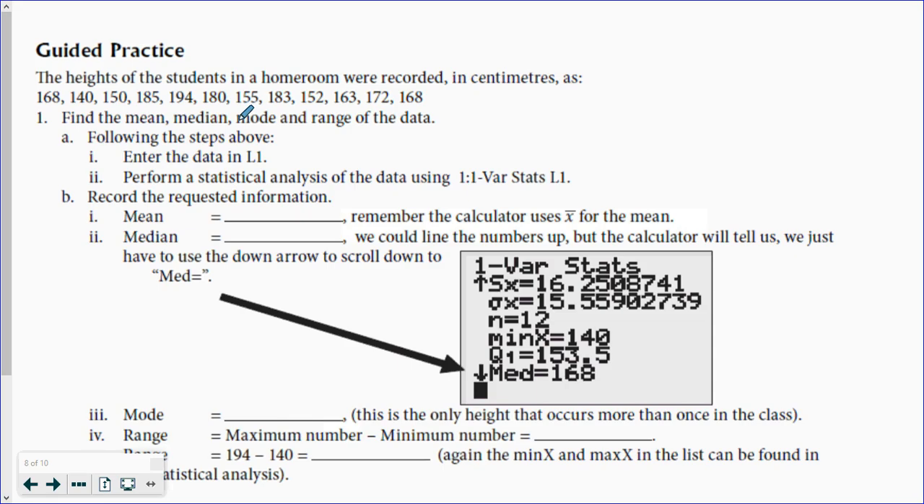The height of students in a homeroom were recorded in centimeters. So we took Tammy and Alana's homeroom or something like that and looked at how tall everybody was in centimeters. So 168, 140, 150, 185, yada, yada, yada. And it's asking us find the mean, median, and mode, as well as the range of the data.